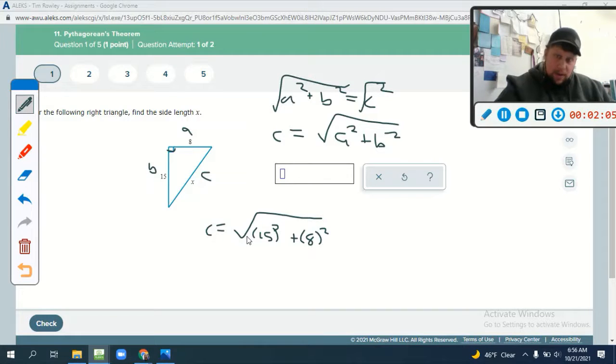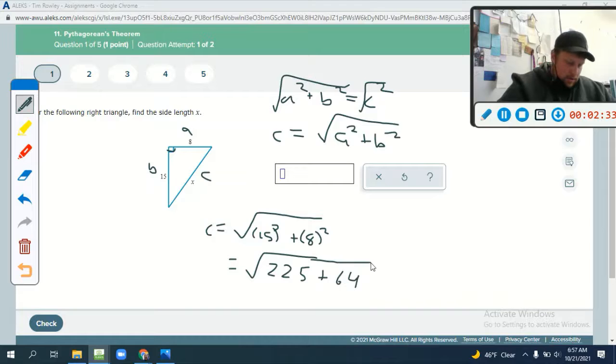10 times 15 is 150. Half of that is 75. So 225, I think. I mean 150 plus 75, which is 225. I think it's 225. See, 15 squared, hey, it's 225. How about that? So I'm going to have this equals square root of 225 plus 8 squared, which is 64.